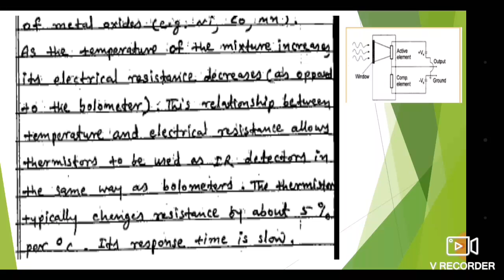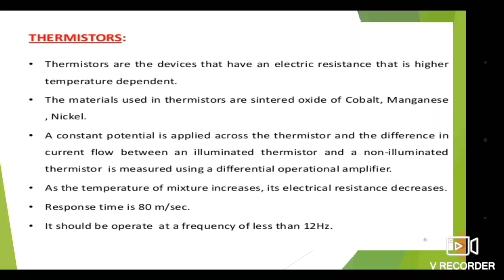This relationship between the temperature and electrical resistance is useful for the thermistor to be used as an IR detector. So like a bolometer, the thermistor typically changes resistance about 5% per degree Celsius. Means, if there is an increase in temperature by 1 degree Celsius, then there is a decrease in the resistance by 5%. So its response time is slow. So what is the thermistor?